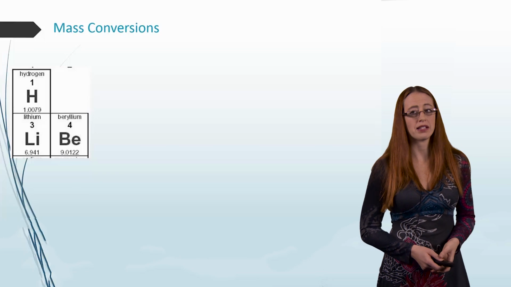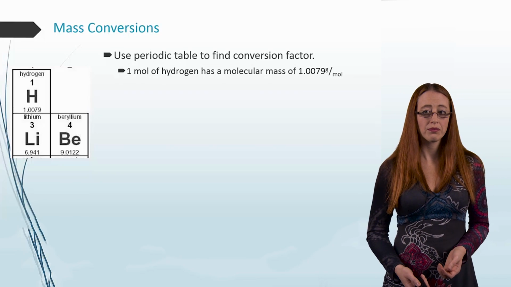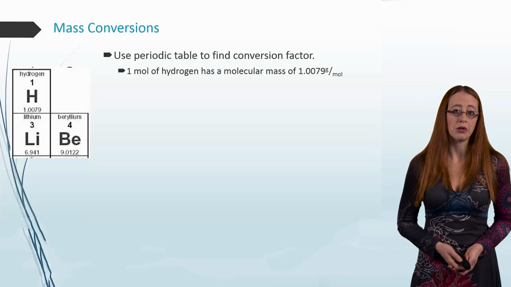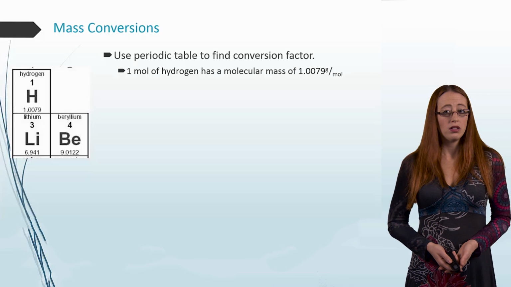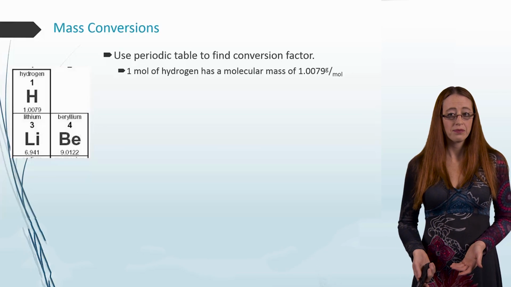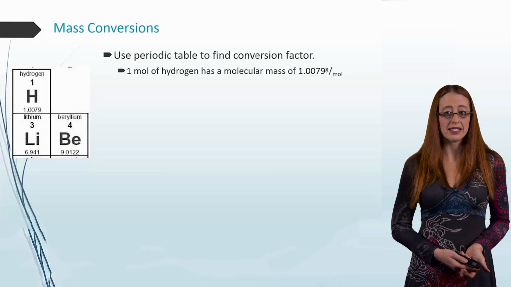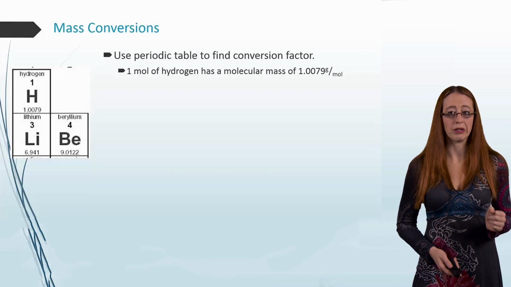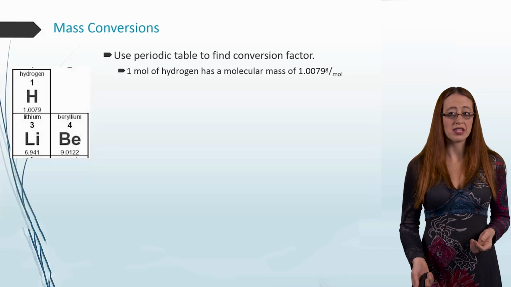So now let's talk about mass conversions. Mass conversions we're going to do using the periodic table. So we're going to use the periodic table to find conversion factors for this. 1 mole of a species is equal to the molecular mass as shown on the table. So for instance, here in this very select subset of the periodic table, we have 1 mole of hydrogen is equal to 1.0079 grams.